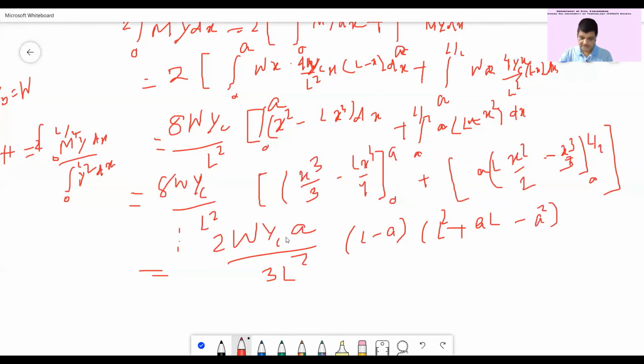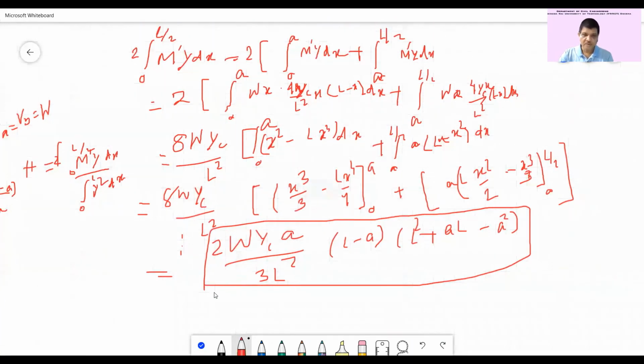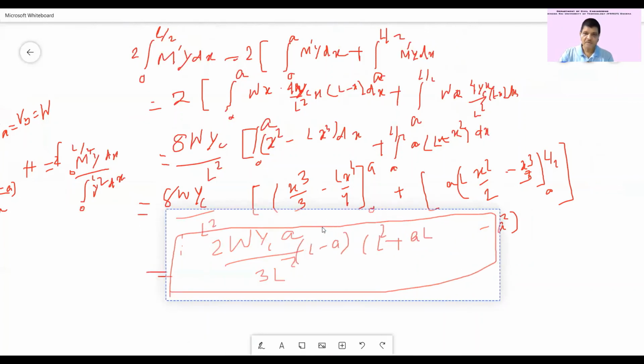If you do the integration, then expand it and find the values, this value will come as your denominator. We can find this value as your total integrated value. Now the second part, the numerator part, you can find out these values.